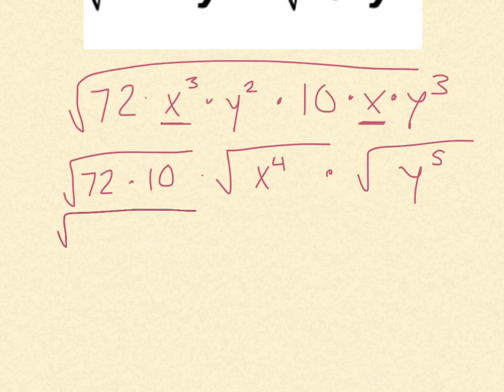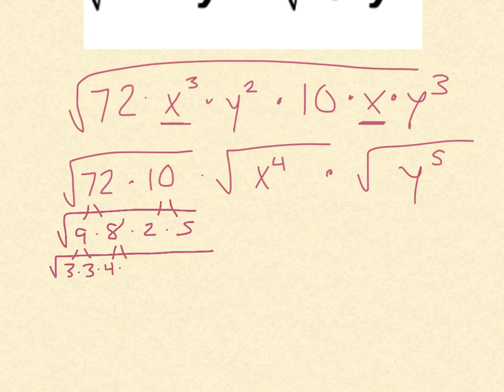So how would we break down 72? What are 2 factors of 72? 8 and 9. And what are 2 factors of 10? 2 and 5. Can we break down 9? 3 and 3. What about 8? 4 and 2. The 2 stays as a 2, and the 5 stays as a 5. Can we break down 4? Yes, into 2 and 2.